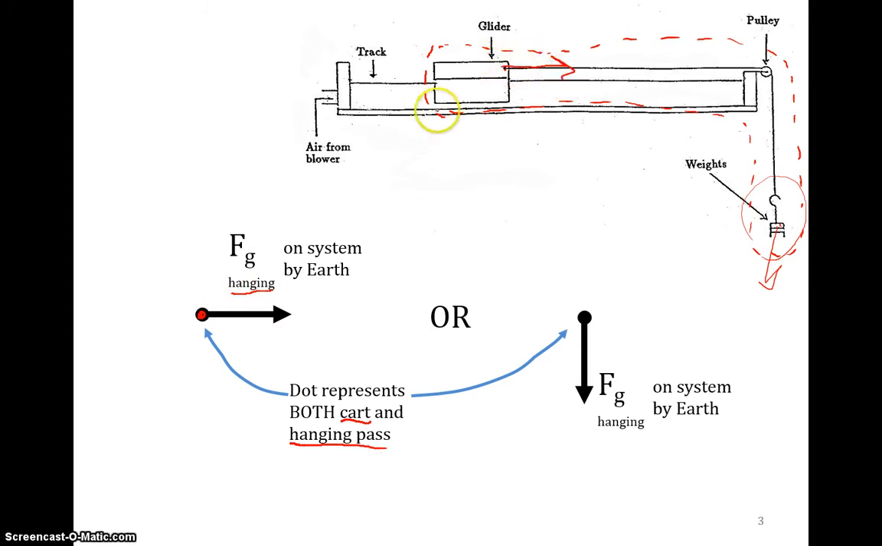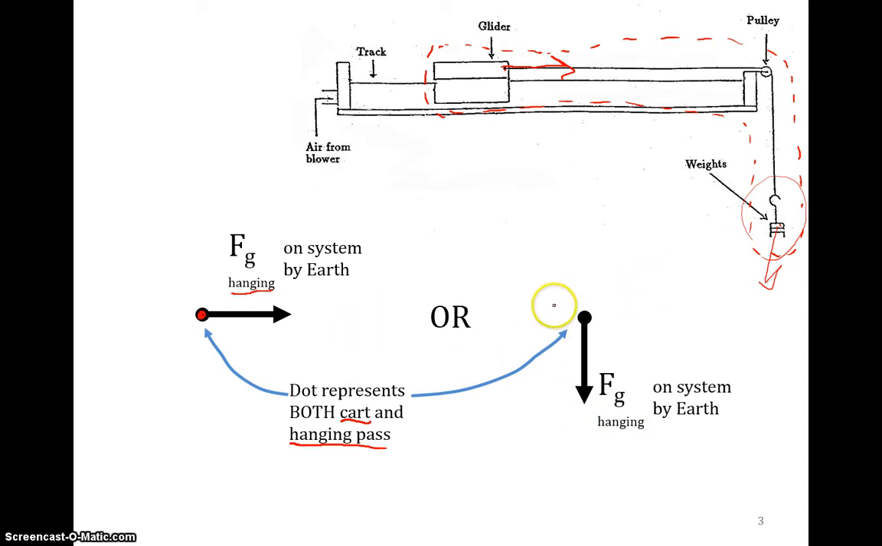it essentially is getting pulled to the right. This force of gravity is kind of getting its direction changed by this pulley. So I know it's really weird to have force of gravity going to the right, but since the glider is moving to the right, it's acceptable to do that on here. Or since the hanging mass is moving down, its net force is going to be down, we could draw it going down. Either one of these works.